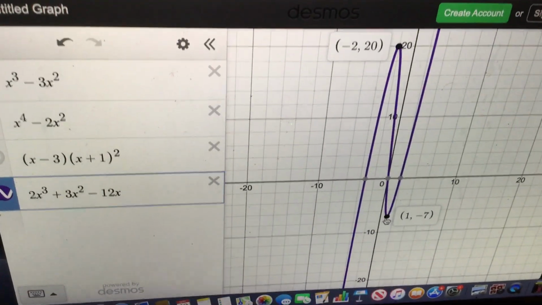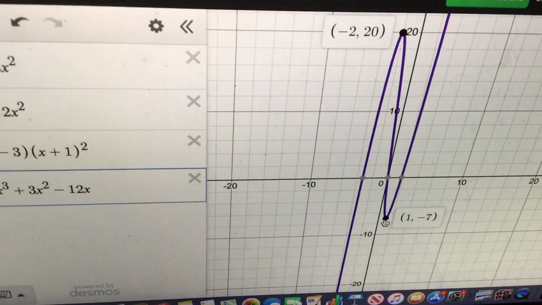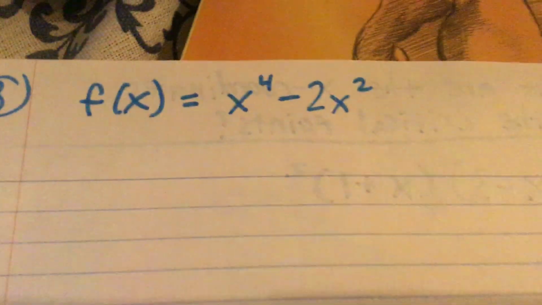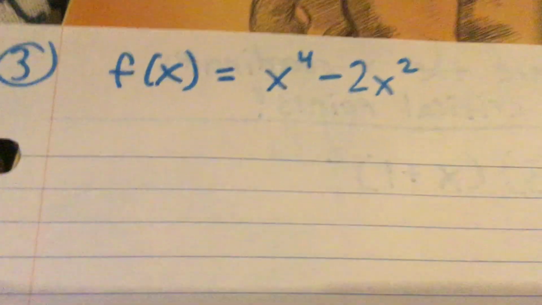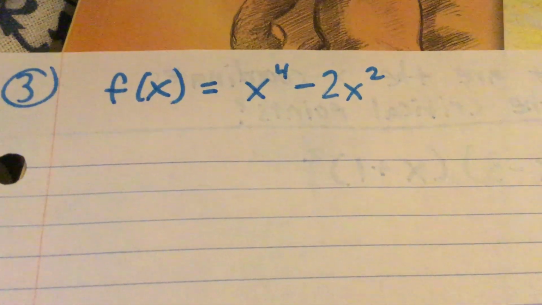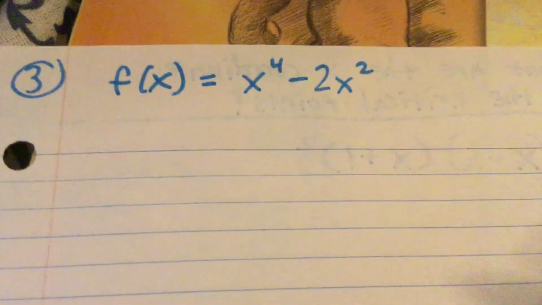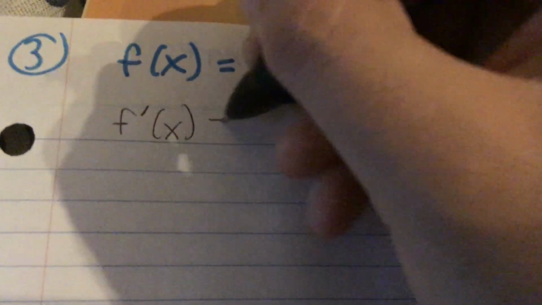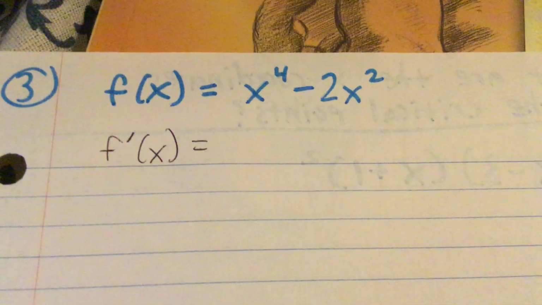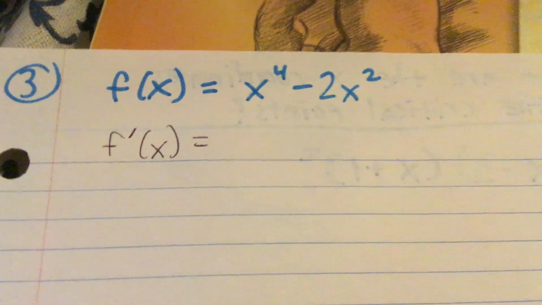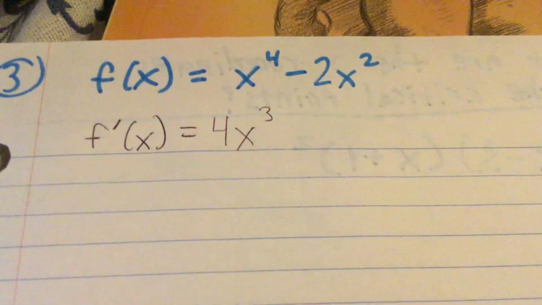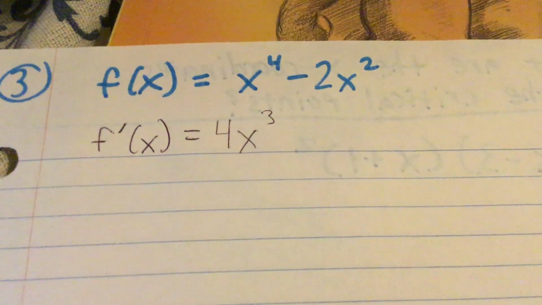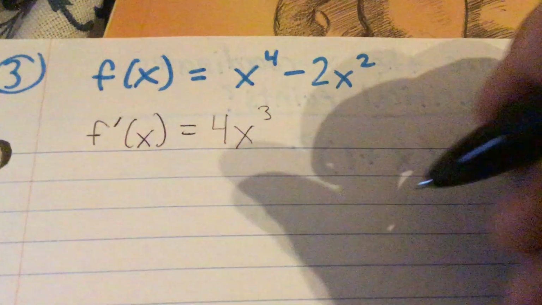Okay, moving on to problem number 3. Okay, f of x is equal to x to the fourth minus 2x squared. Okay, well, how do we do this? Well, I want to figure out where the local minima and the local maxima are. So first things first, we want to figure out where the horizontal line is equal to 0. Let's take the derivative, set it equal to 0. What's the derivative of x to the fourth? 4x cubed. What's the derivative of negative 2x squared? Negative 4x.